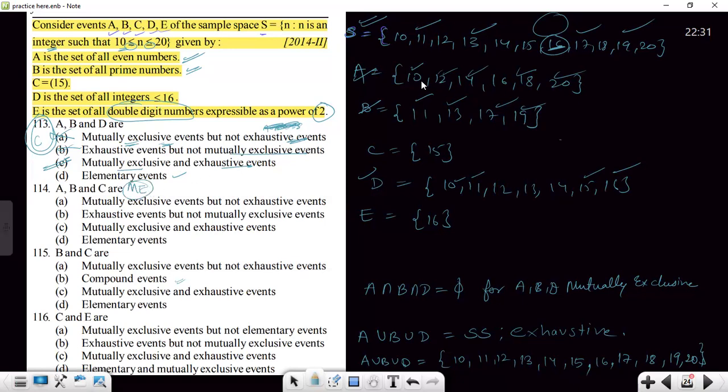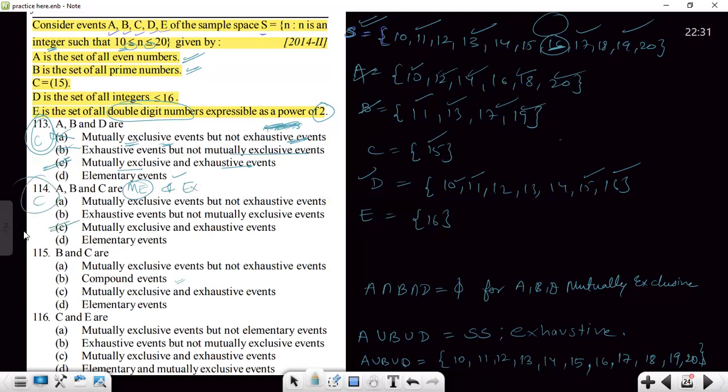If we take the union of all, then 10 is there, 11 is there, 12 is there, 13 is there, 14 is there, 15 is there, 16, 17, 18, 19, 20. They also have all the elements, their union set is equal to the sample space. That makes them an exhaustive event. So C is the correct option.